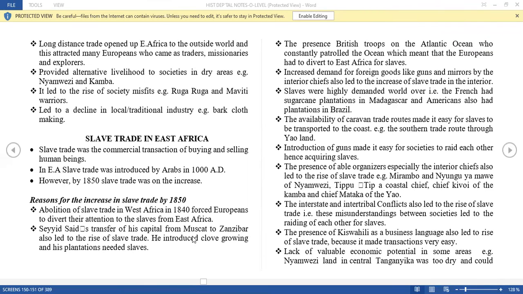Another aspect we look at is the presence of Kiswahili as a business language. Some points I'm leaving out, reason being they are easy for us to go through when we're explaining, so I'm picking out some main and key issues. The presence of Kiswahili as a business language. How was it helpful?